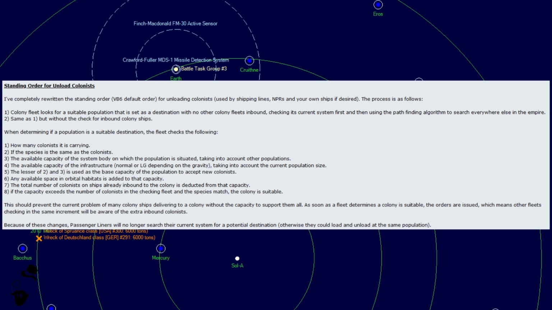Because of these changes, passenger liners will no longer search their current system for potential destinations. Otherwise, they could load and unload at the same population.